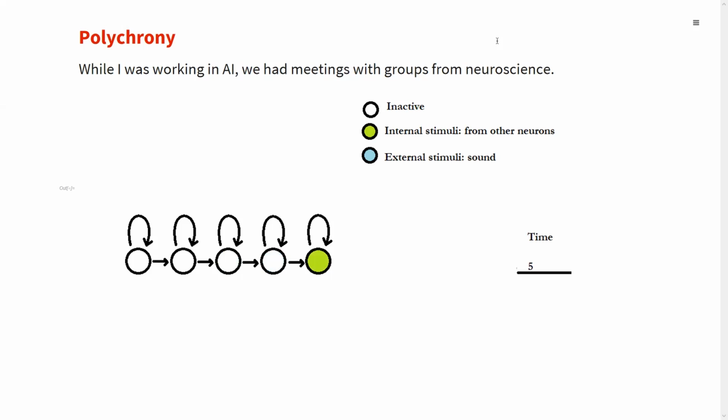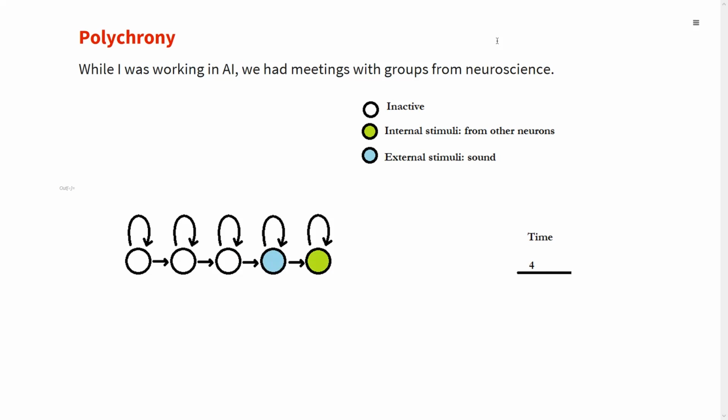So in this movie, you can see how by applying different external stimuli at different times, we can see the flow of signals through the system. And here the idea is that the last neuron is activated only because the previous neurons were activated at a particular time. So these systems are called polychronic groups. Poly is for several and chronos is for time.